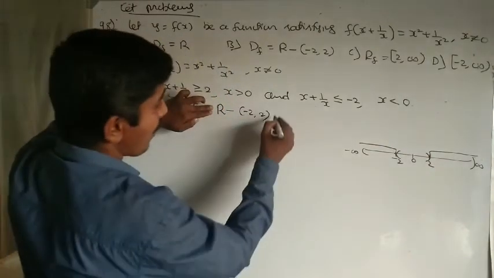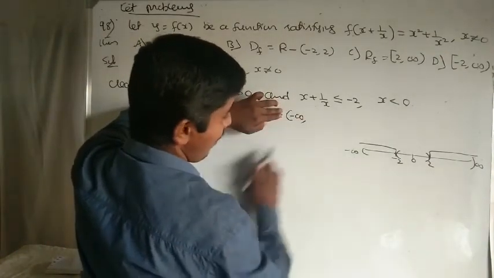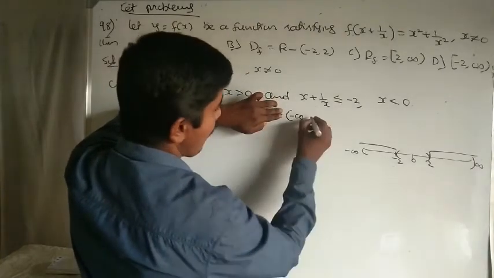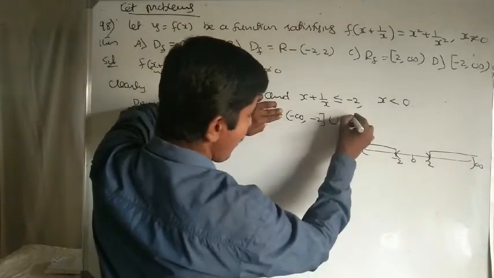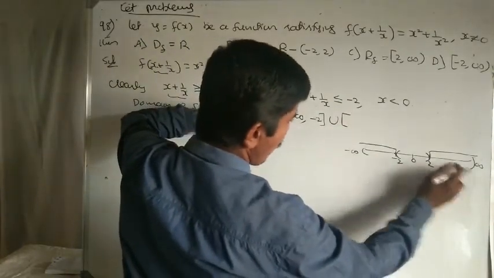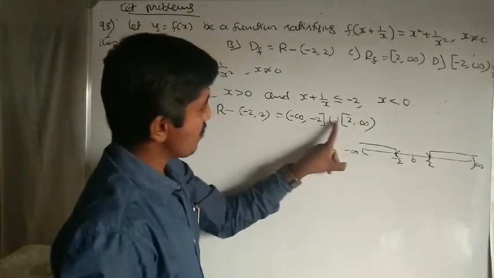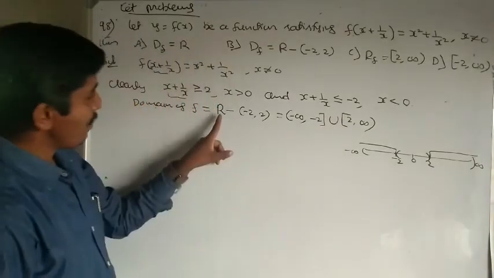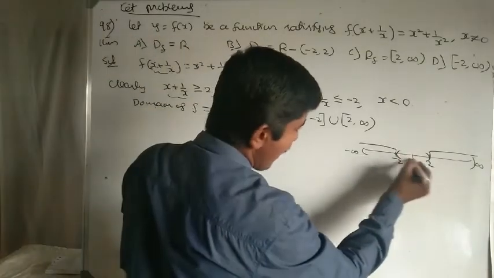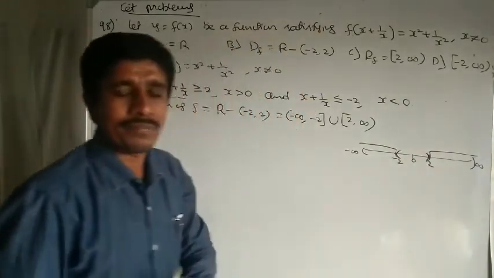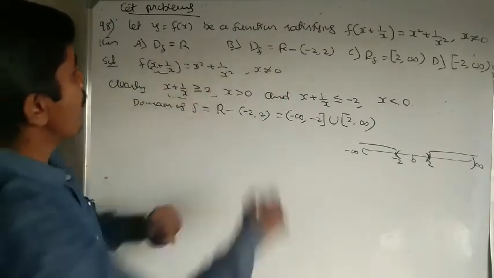Correct. Or alternatively, you can write it as the open closed interval minus infinity comma minus 2 union closed open interval 2 comma infinity, because the endpoints minus 2 and 2 are included. This means all the real numbers except the real numbers between minus 2 and plus 2. Correct. This is the domain of the function, R minus the open interval. Okay, B option is the right option.